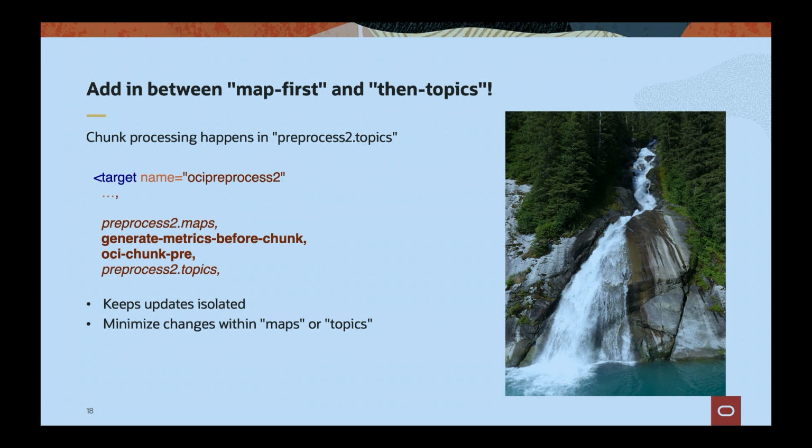When I look at what I was doing with chunking, all that really mattered was I do it before chunking runs, which happens in that topic section. So I can just stick things in between. So I've got map first processing, do the things I needed to do, and then the topic next processing. So far, I haven't had to touch that preprocess2 maps or preprocess2 topics. Keep it simple.